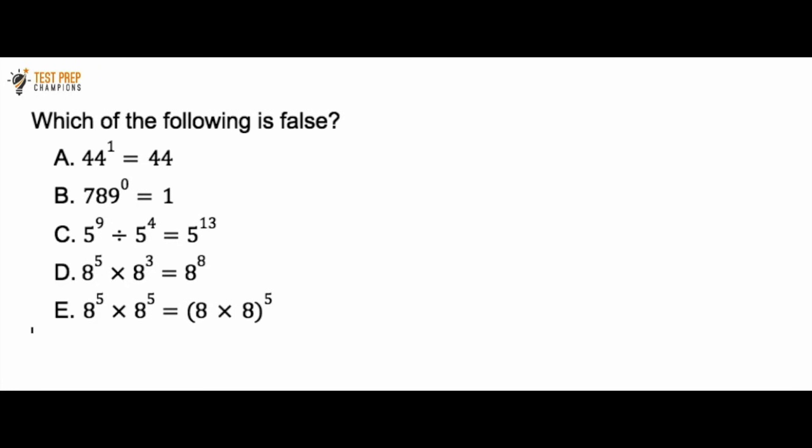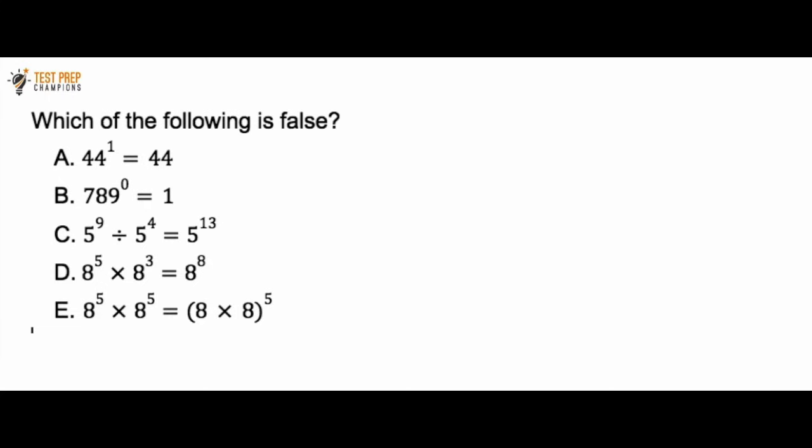Which of the following is false? Is it A, 44 raised to the first power equals 44, B, 789 raised to the 0 power equals 1, C, 5 to the 9th divided by 5 to the 4th power equals 5 to the 13th power? What about D, 8 raised to the power of 5 times 8 raised to the power of 3 equals 8 raised to the power of 8? Or E, 8 raised to the 5th power times 8 raised to the 5th power equals parentheses 8 times 8 parentheses raised to the 5th power? So try to figure this out. Which one of the following is false?